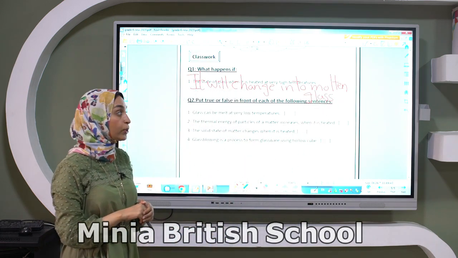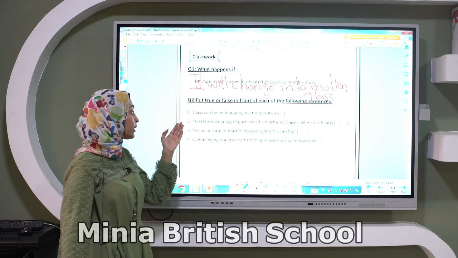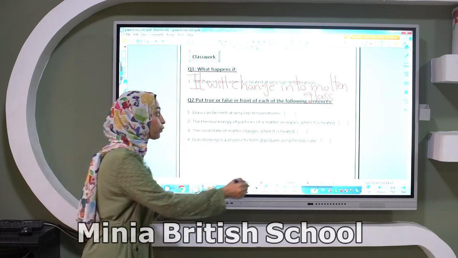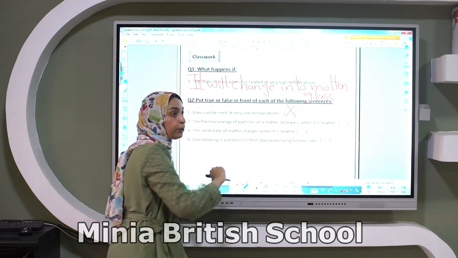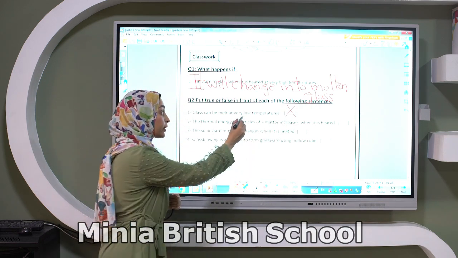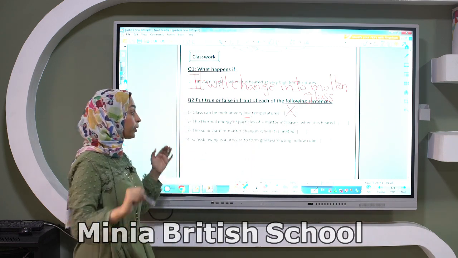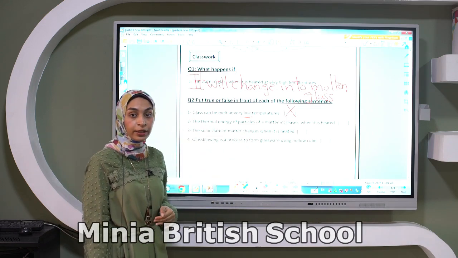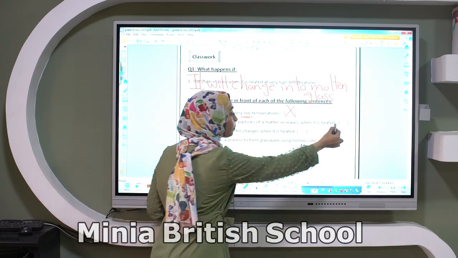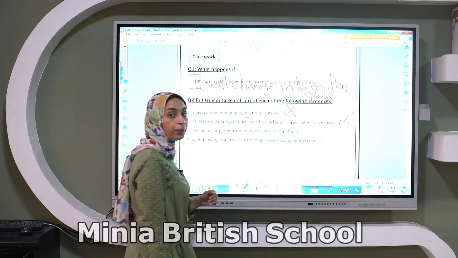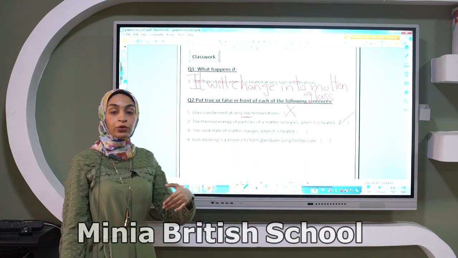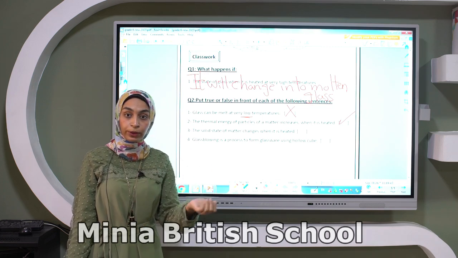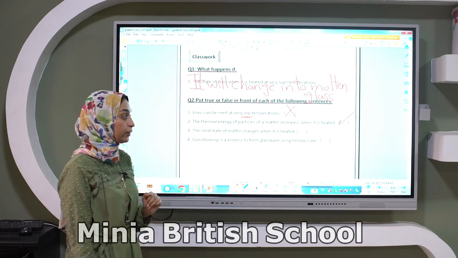In the next question, put true or false. Let's see. Glass can be melted at very low temperature. Of course not. So it will be false. Actually at high temperature. Number 2, thermal energy of particles of matter increases when it's heated. Of course, yes. When the thermal energy is transferred to the particles of the matter, they start to move faster, so it changes from solid to liquid, or even from liquid to gas according to its state.